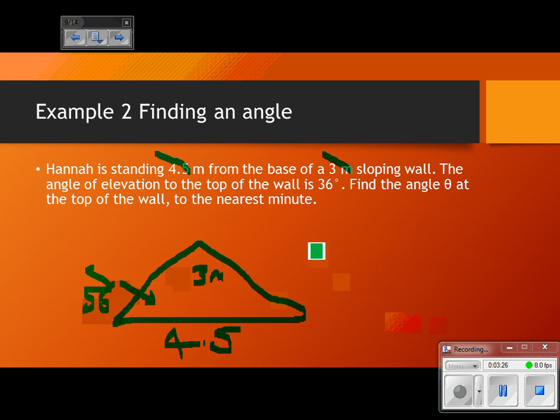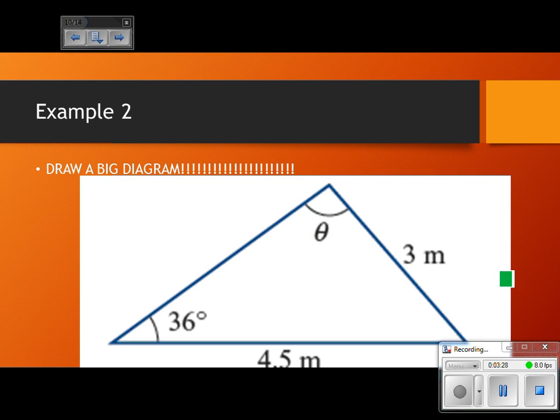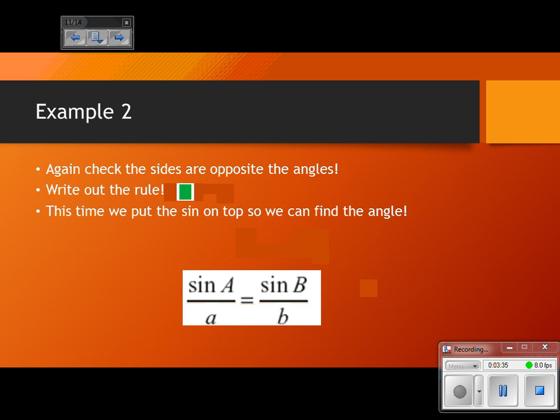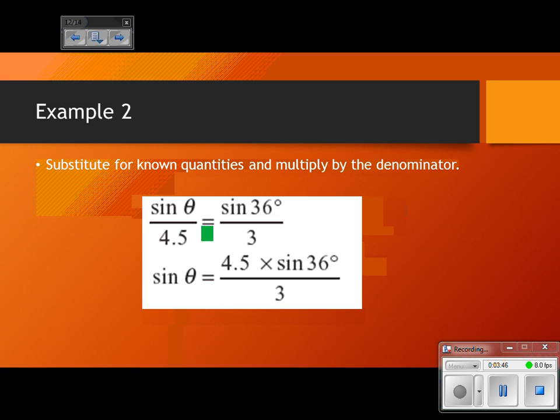Once we've got that, we draw our pretty picture. That one looks a lot better than mine. And we want to find the angle at the top. So again, check that your sides are opposite your angles, write out the rule. This time we put the angle on top because we want to find an angle. Plug in our values. We're going to move that 4.5 by multiplying by 4.5. Nothing amazing, nothing new, just playing around with a new formula.